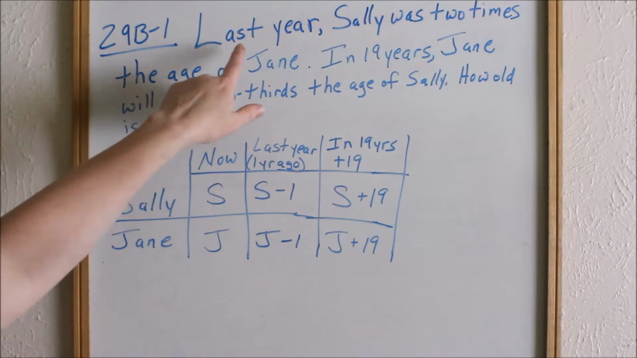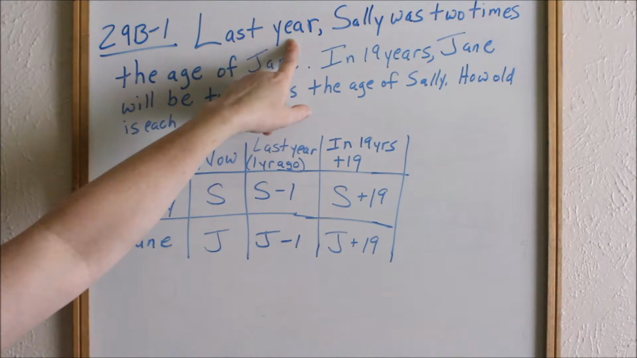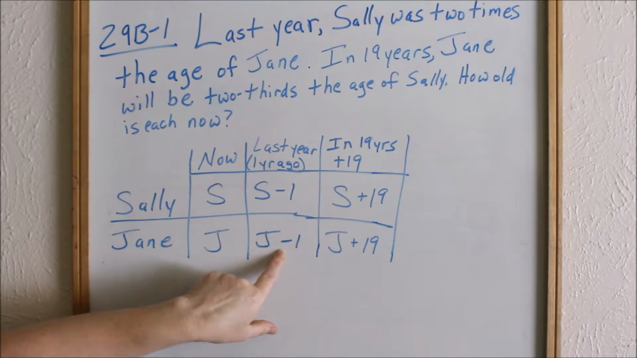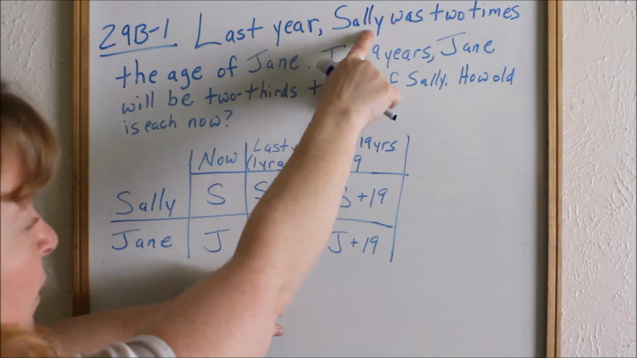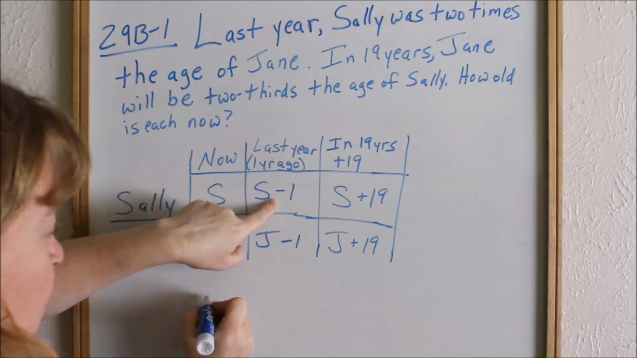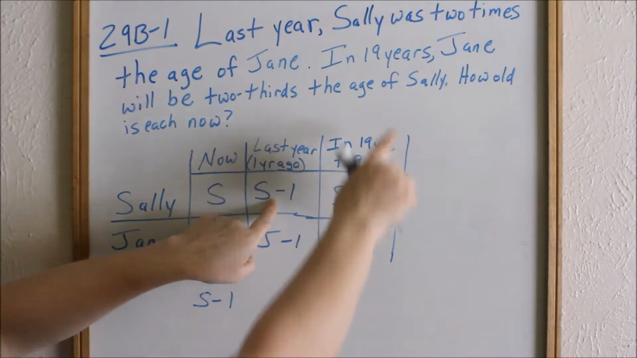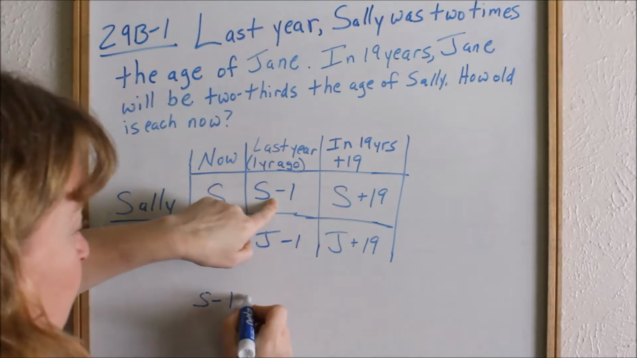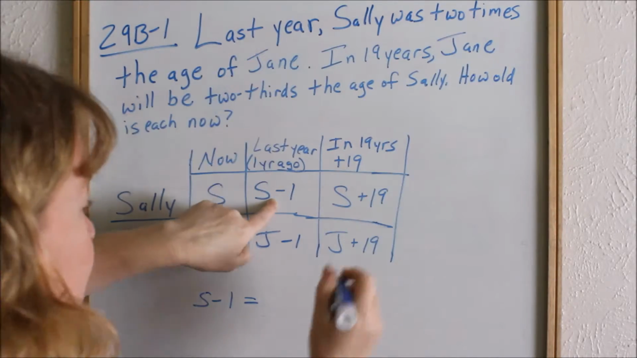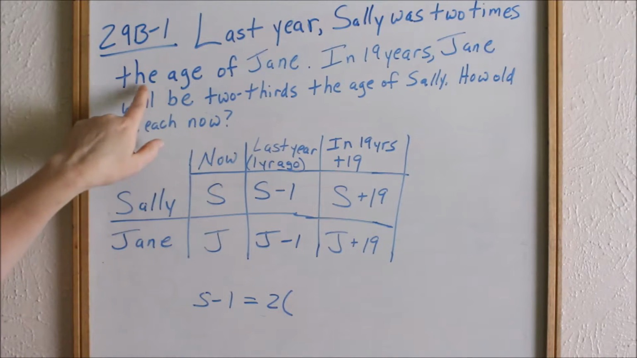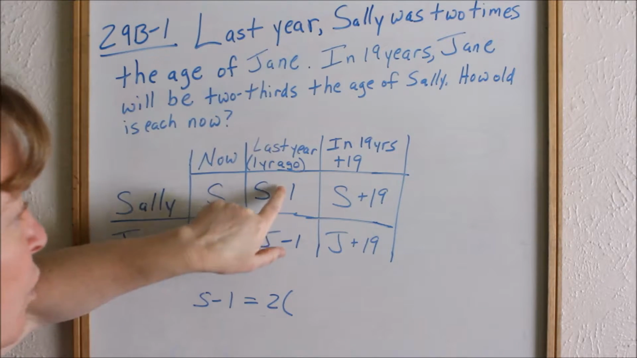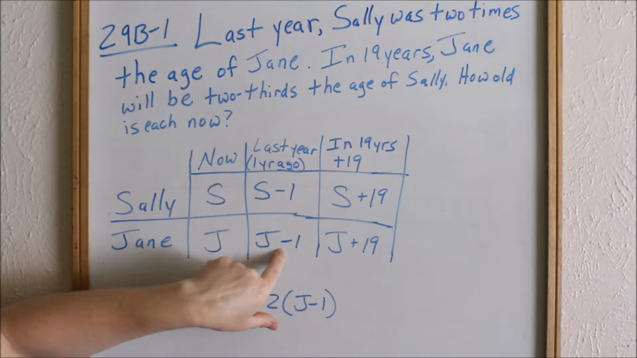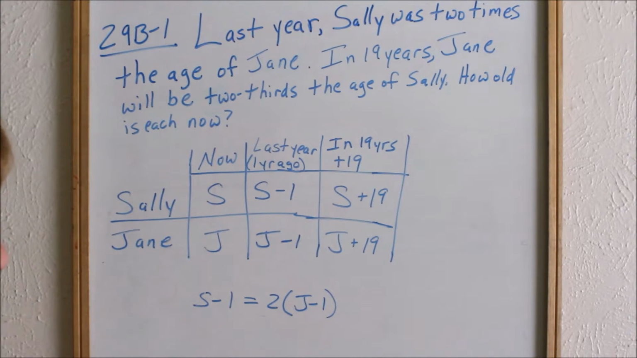So, here we have last year. So, since we're dealing with last year, we're going to be using this column right here. Last year, 1 year ago. So, last year, Sally. Okay, well, how old was Sally last year? S minus 1. So, S minus 1. Sally was. What is was? Equals 2 times, so 2 times the age of Jane. What was Jane 1 year ago? Jane minus 1. That whole sentence has to do with last year, 1 year ago. So there's one of our equations.